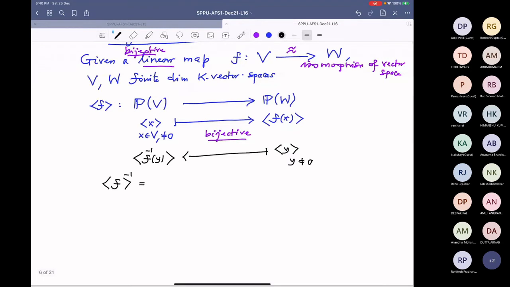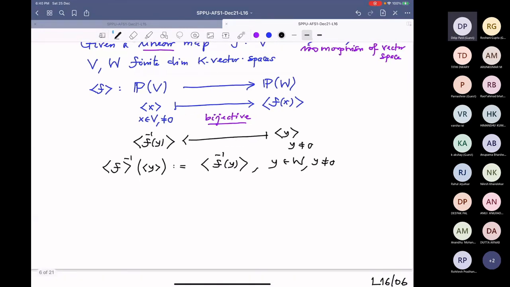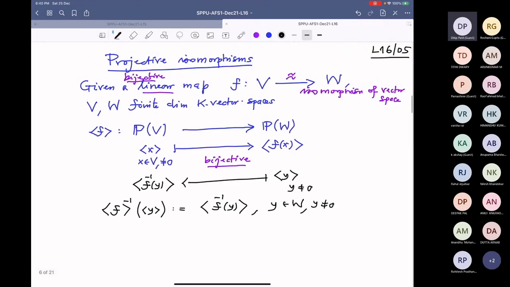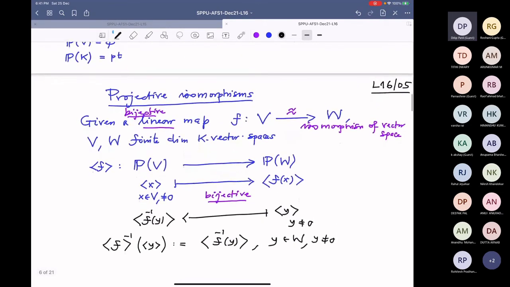So this evaluated at y is, by definition, f inverse y. And this is for any y in W, y non-zero. So therefore, this is a projective isomorphism. This is precisely the projective isomorphism. So let me say that vector space isomorphisms will induce projective isomorphisms.